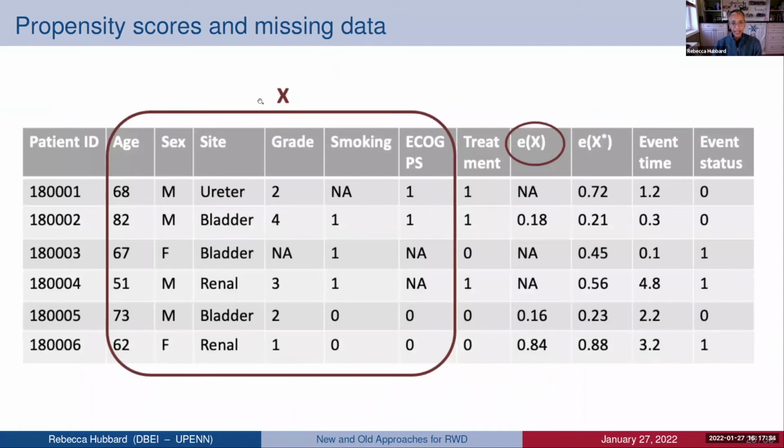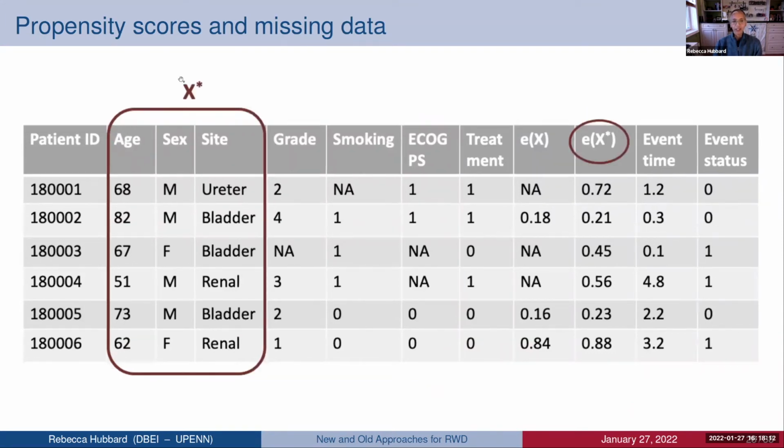So the situation that we have, this is not real patient data, but this is a representation of what our patient data look like in the urothelial cancer setting. We have a bunch of different covariates that we think are potentially associated with treatment assignment. So we have this set of covariates X. We would like to use them to construct a propensity score e(X). However, some of the variables that contribute to that propensity score have missingness in them. So any individual who has missingness in any of the covariates that contribute to their propensity score is going to end up with a missing propensity score.